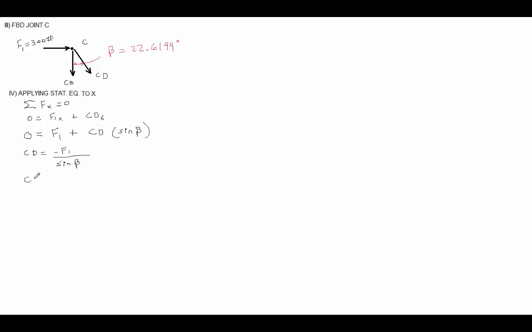Plugging in the numbers, we will find that CD equals 780 pounds in negative, which means compression. If you want to write the step above it saying CD equals negative 780, that's fine. So now we can do the same thing to the y direction on this same joint.